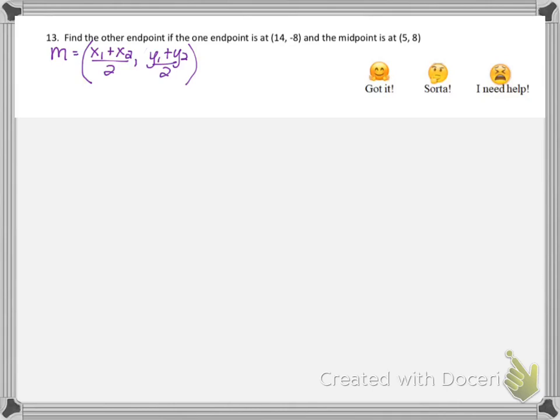Okay, on this one we find the other endpoint. If one endpoint is at 14, negative 8, and the midpoint is at 5, 8. So we're still going to use this formula. The only thing is that we've got to split this up. So we know that our midpoint ends up being some kind of coordinate point right here. Okay, but we want to split these up. Okay, so let's go ahead and let's do that.